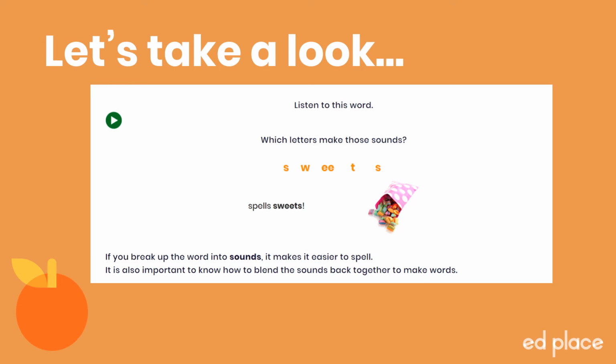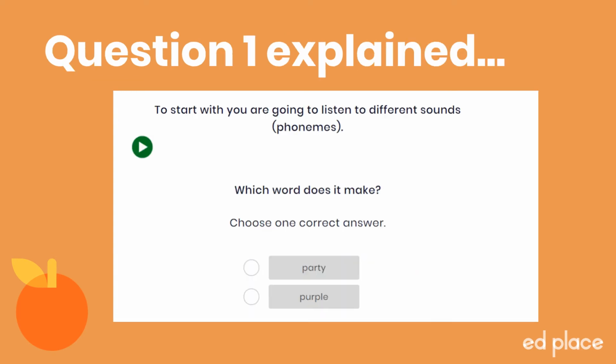As soon as you are ready, please pause my lesson and start the activity. I will go through 3 of the questions in the next stage of the lesson, so don't worry if you get stuck. Let's take a look at a few of the questions you've just done.